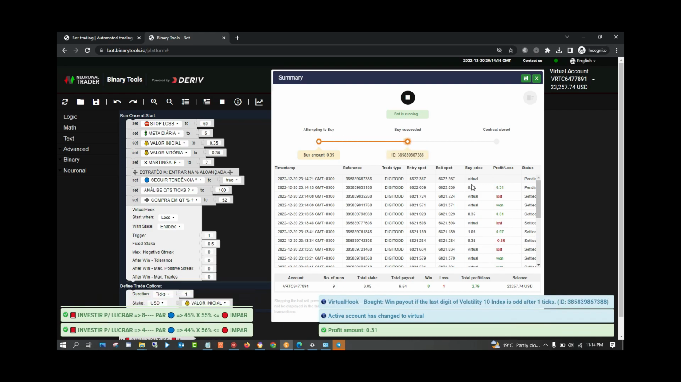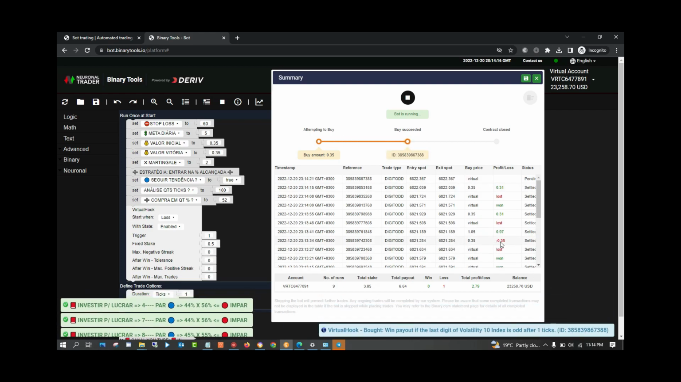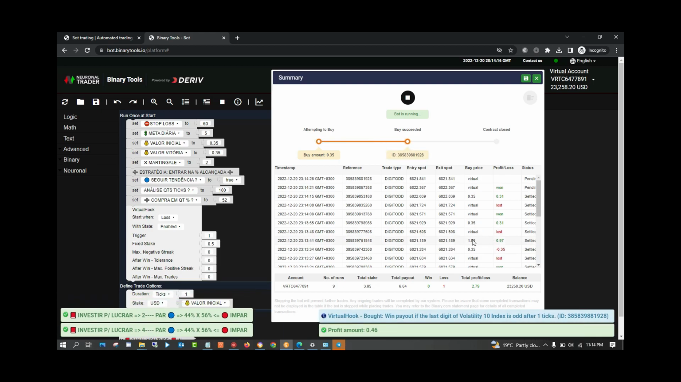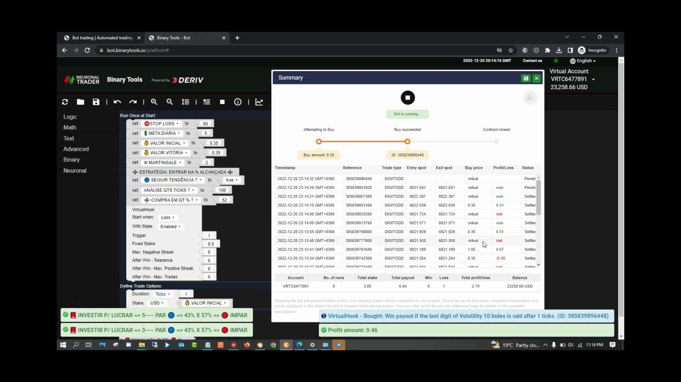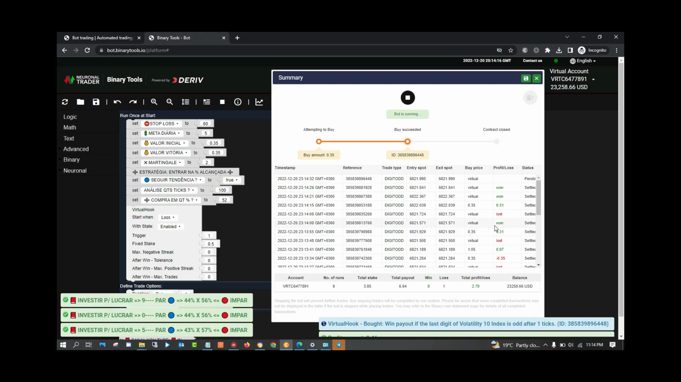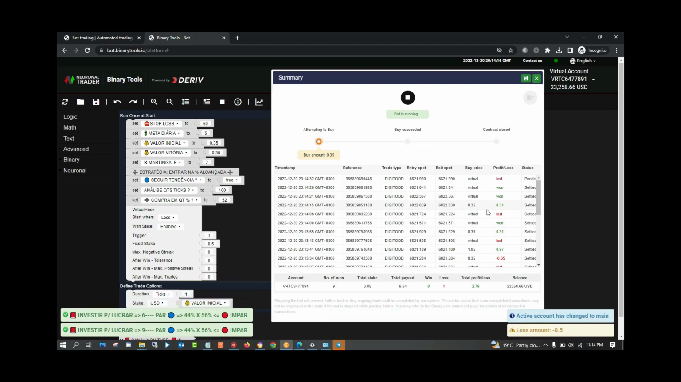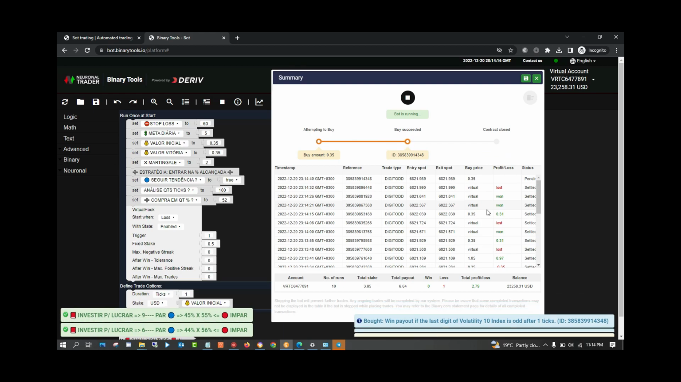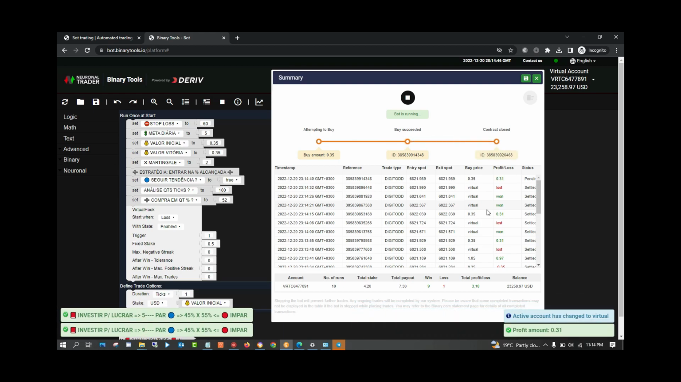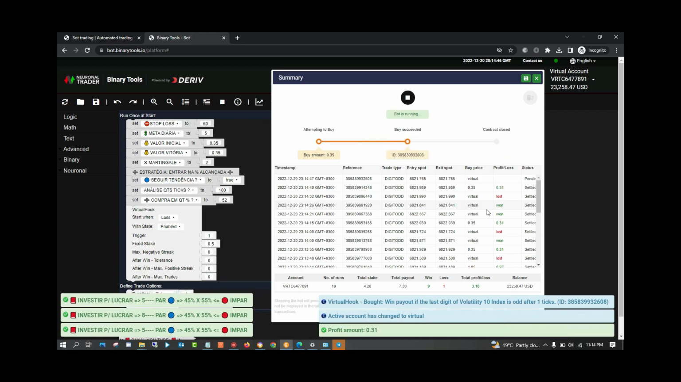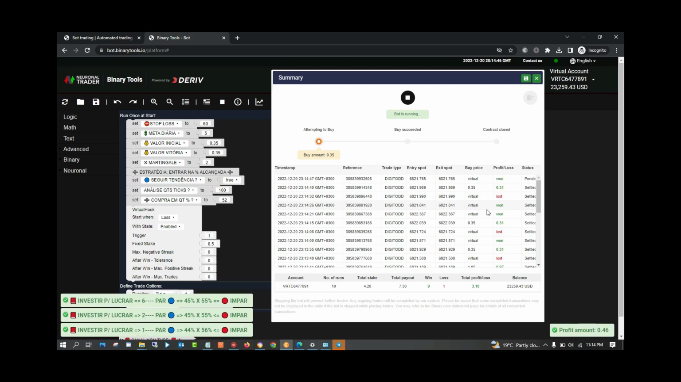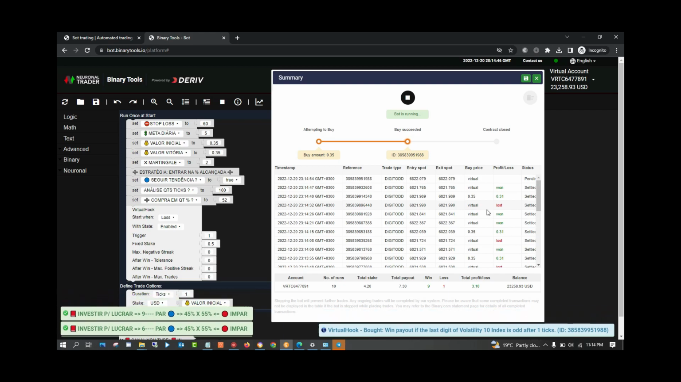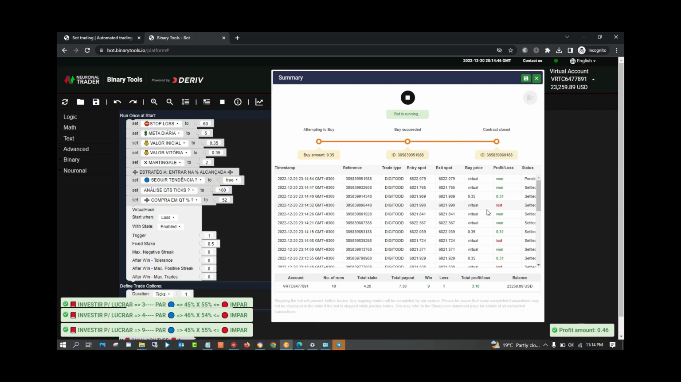Now after losing on a real account, you can see it switches back. It does the martingale, and after winning the martingale, it switches back to a virtual. After losing a virtual, it switches back to this, and it only switches back to real account after losing a virtual trade. So you see, now the virtual has won, virtual also has won again, virtual also.